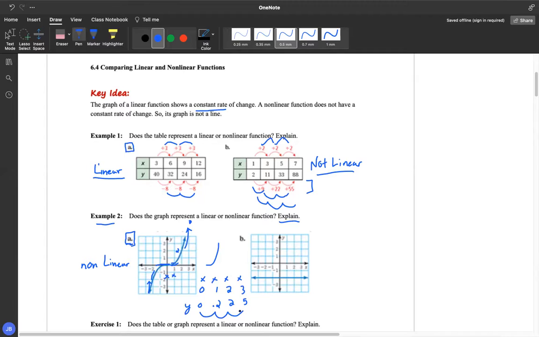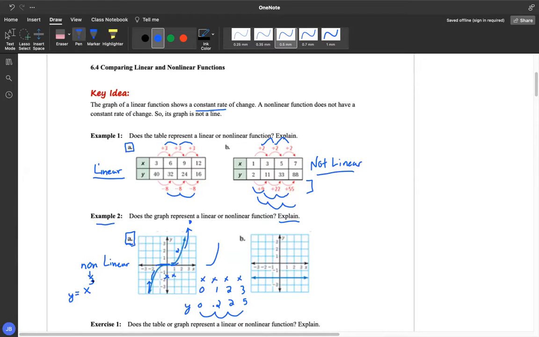Perfect. And if we wanted to get more technical, if you wanted to graph this one, it's x to the 3rd power. Y equals x to the 3rd. And so this tells us that the exponent of 3 means it's not linear. Does that help, Julia?